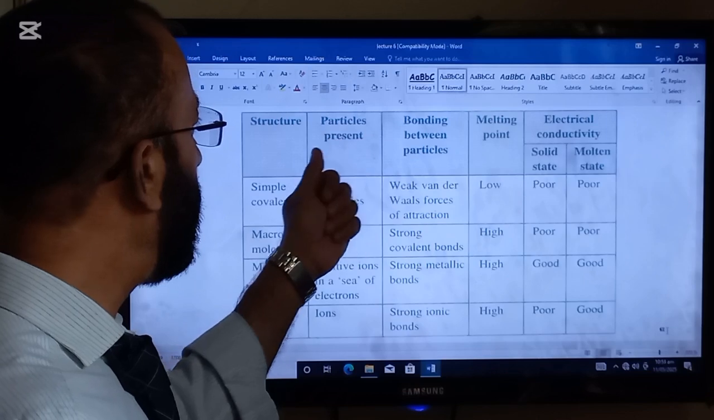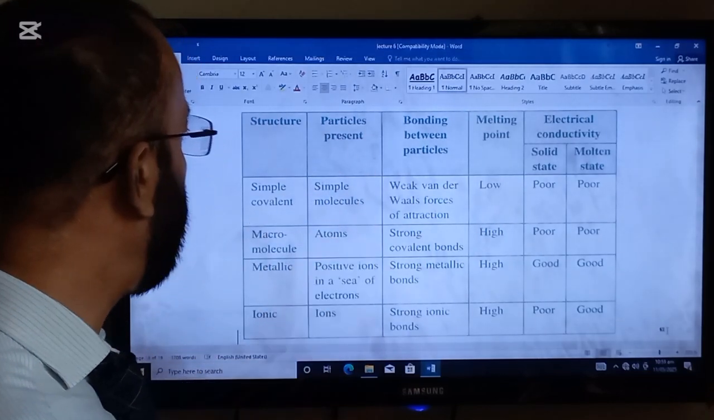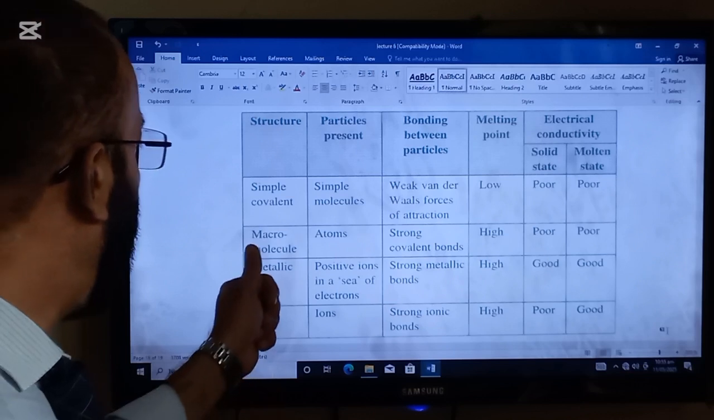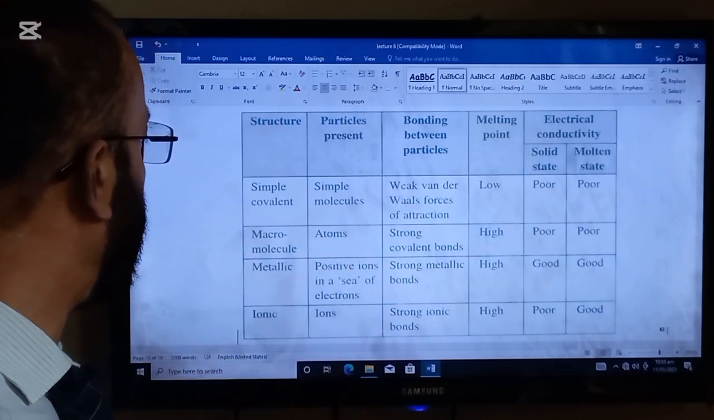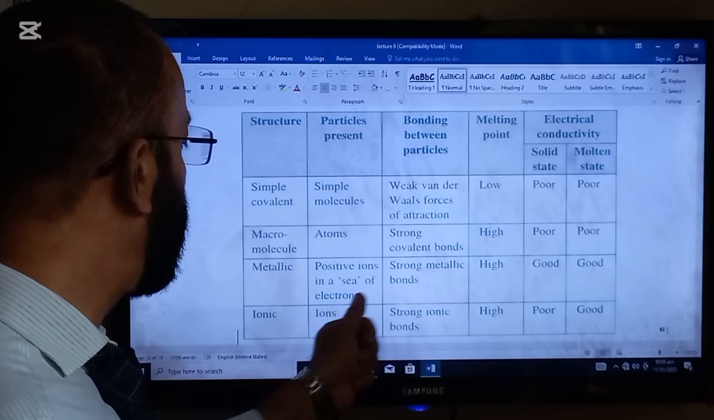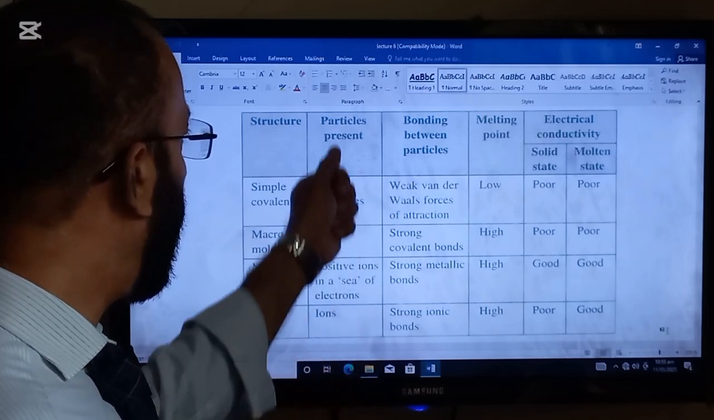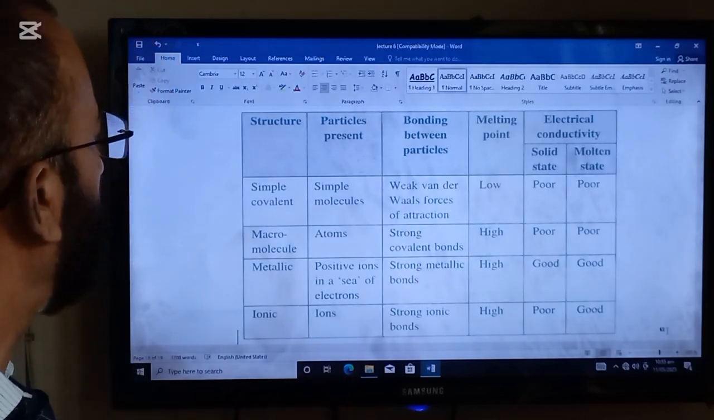First property is particles present. In simple covalent, simple molecules are present. In macromolecule, atoms are present. In metallic, positive ions in a sea of electrons are present. And in ionic, ions are present.